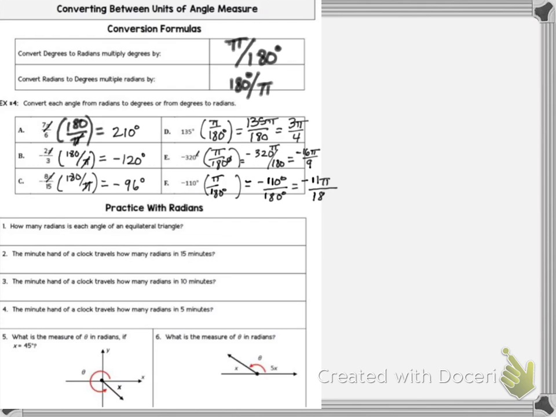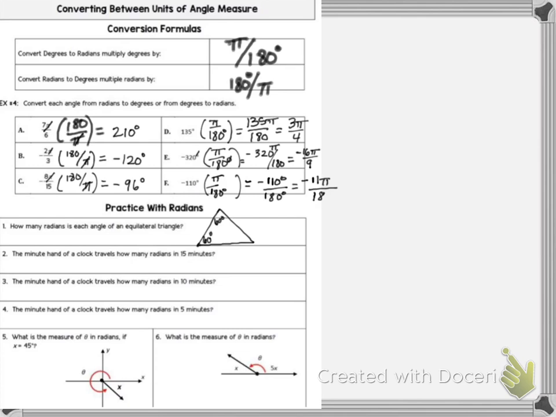It says practice with radians. How many radians is each angle of an equilateral triangle? So, equilateral triangle, all the angles are 60 degrees.